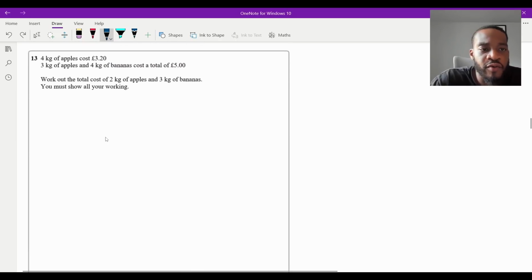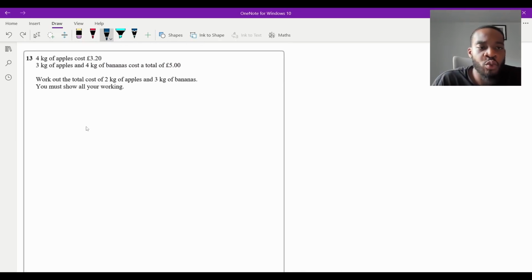Okay, so firstly, what do we know? Well, what do we want to calculate? We want to calculate the cost per kilogram for each of the apples and bananas, and we know that 4 kilograms cost £3.20. So I'm going to write 4 kilograms, right? 4 kg is equal to £3.20. This is for apples. That means I could work out what 1 kg would be, right? And that would be, well, we just have to divide that by 4, wouldn't we?